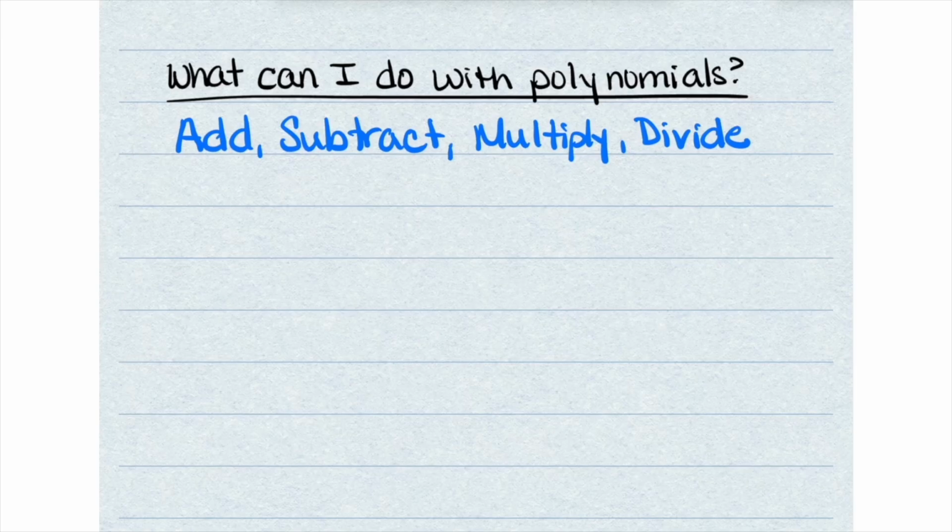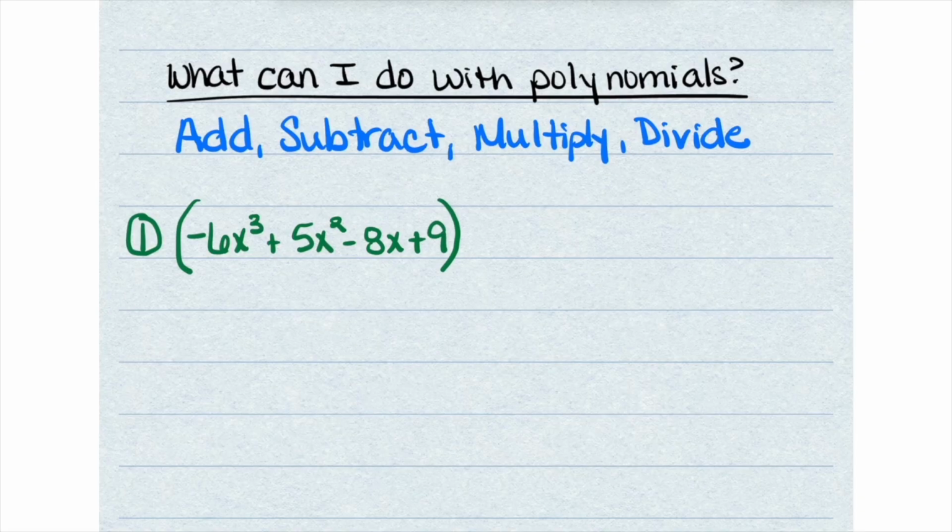So let's work through some examples. I'm looking at my notes. I only have 2 examples here. So I'm going to write it right here. Let's do the first one. It is negative 6x cubed plus 5x squared minus 8x plus 9. And I'm going to put it in parentheses just to show that that's my first polynomial. And I want to add that to 17x cubed plus 2x squared minus 4x minus 13.